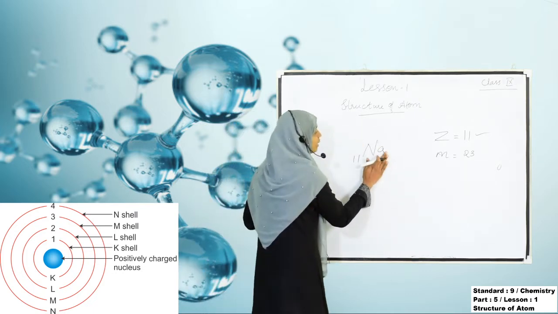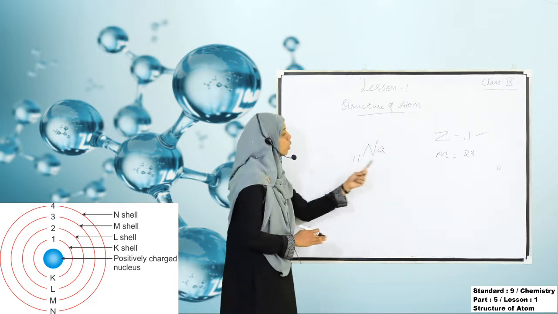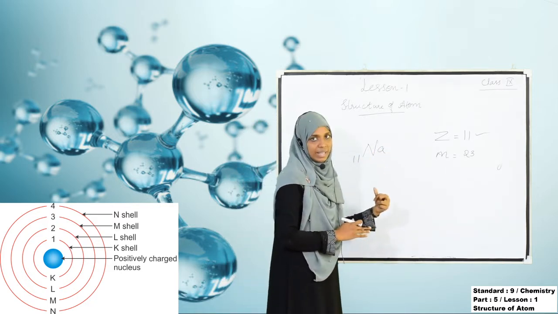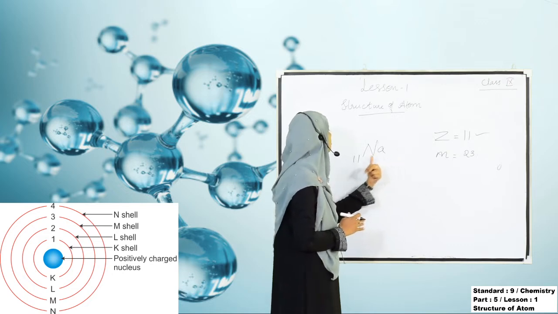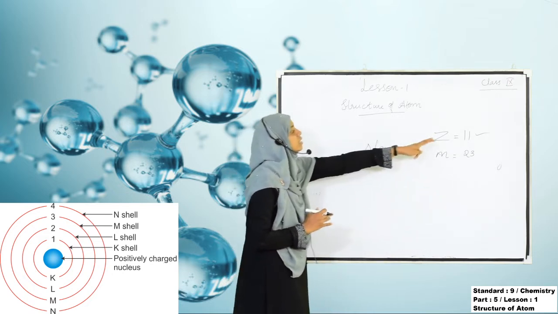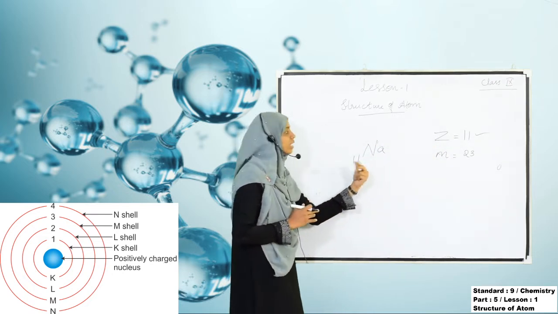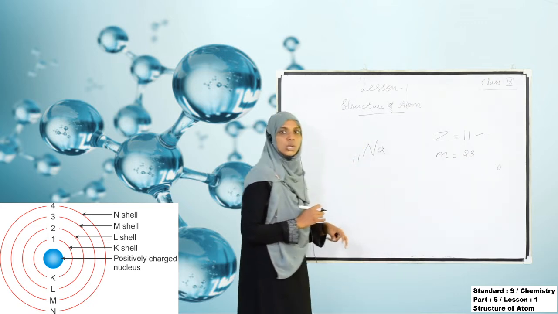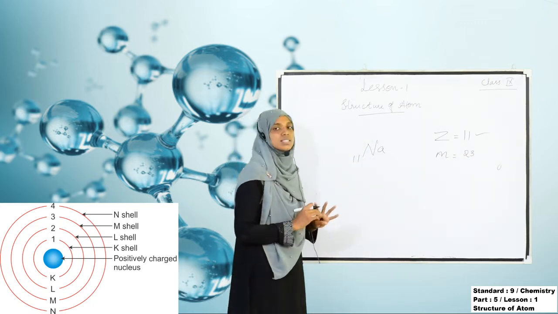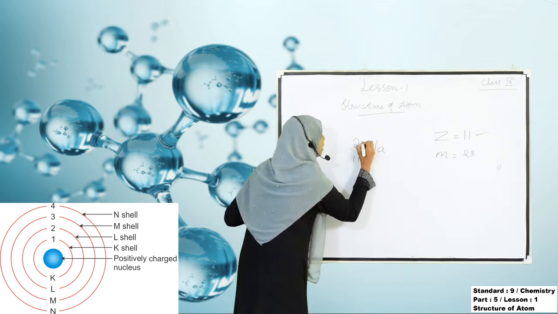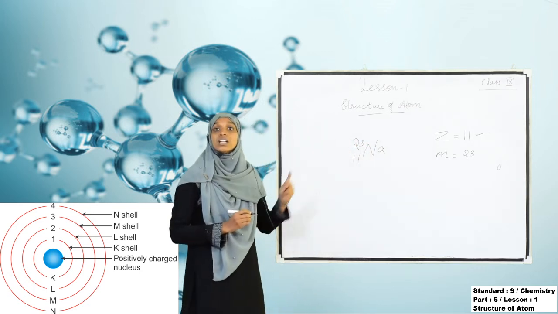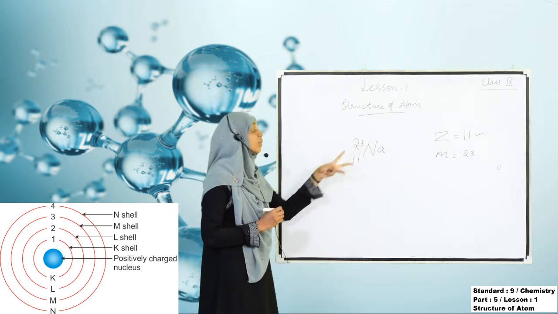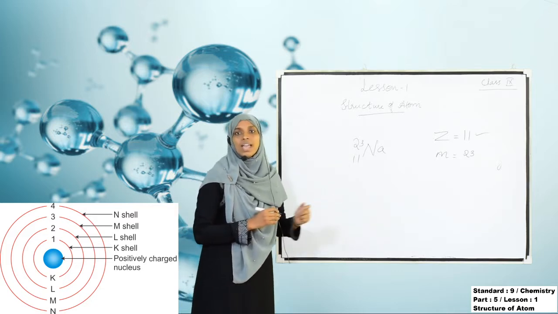Here we consider the element sodium. Its symbol is Na, natrium. Here the atomic number is 11 and we write it at the bottom, and the mass number is equal to 23. And where do we write the mass number? We write the mass number on the left top side. So in this way we write the mass number and the atomic number.